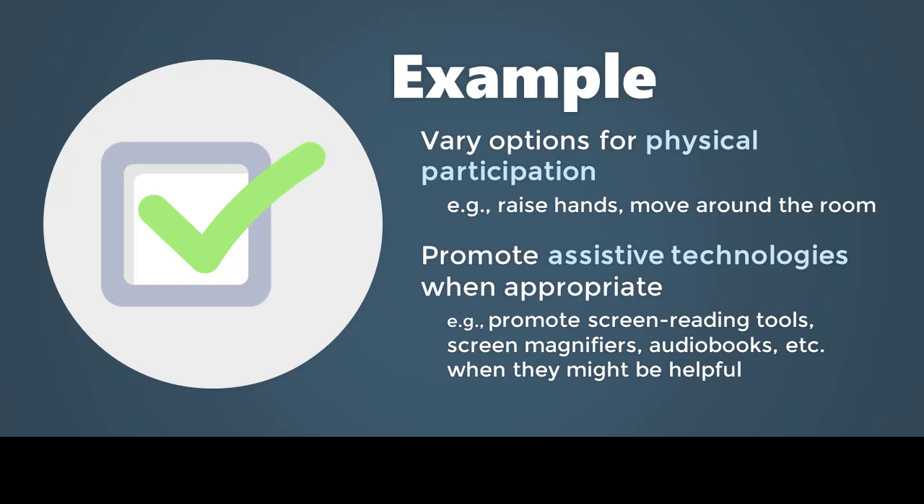My first example to check off boxes from our checklist is to vary the options for physical participation. You want to mix up whether students are raising hands, moving around the room, etc., so that it's not always the same type of physical action. I want to note that in the online classroom, this often has more to do with the technologies themselves. When choosing a digital tool, gravitate toward ones that have multiple input styles, like a mouse click versus a keystroke.